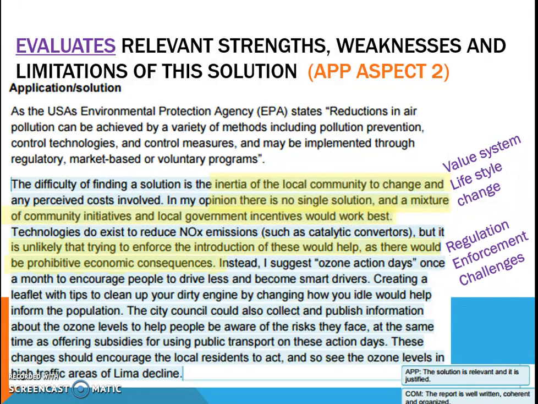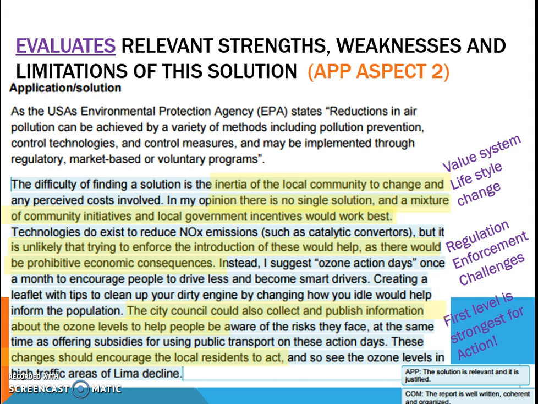They also talk about enforcement challenges, that if we're going to have things like those catalytic converters, it's really hard unless there are economic consequences, such as if you don't have that technology in your car, you're going to get fined. This extra piece is how they're getting the full points. So make sure you're not only just being specific, but you're being specific and discussing it through evaluating pros and cons.